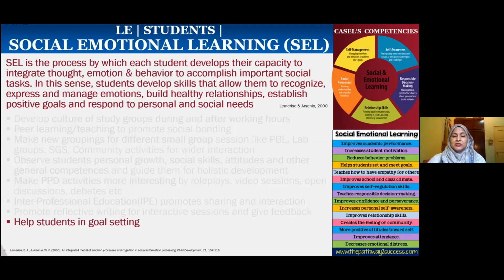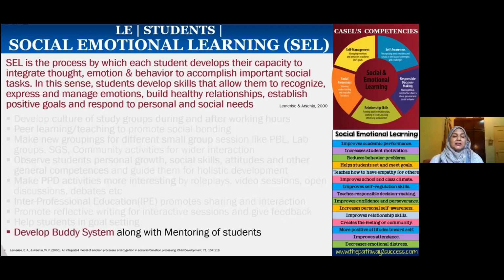Help students in goal setting and develop a buddy system along with the mentor system. The buddy system is practically senior students mentoring the junior students. It is also called the big brother system in some of the institutes over here. So big brothers, big sisters, or the buddy system, whatever. These help in the students' adjustment in the new learning environment and in their emotional stability and emotional development as well.